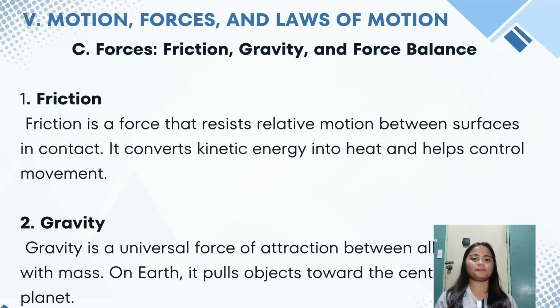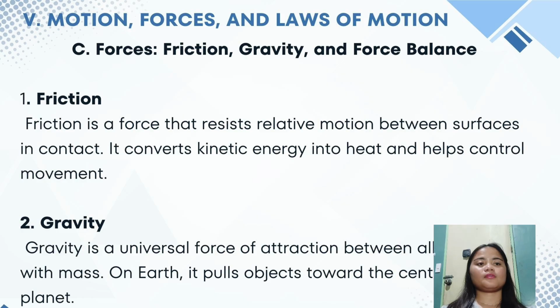Next is gravity. Gravity is a universal force of attraction between all objects with mass. On Earth, it pulls objects toward the center of the planet. So gravity is the attraction between all objects with mass.